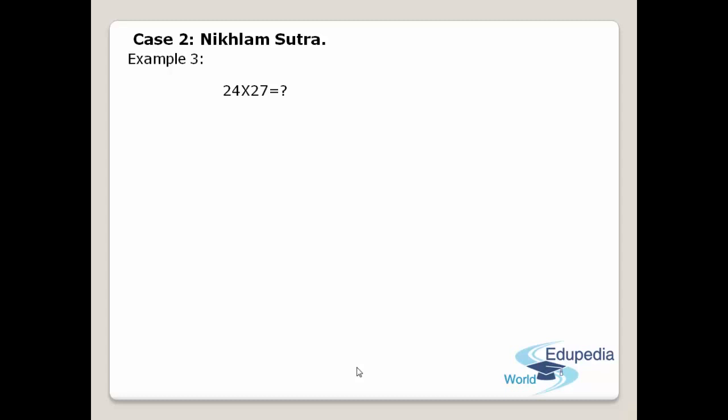Here we are following case number 2 Nikhilam Sutra. So therefore here the base will become 20. So the base for the numbers 24 and 27 is 20. Why? Because the base should always be less than the numbers that you are multiplying. So this is the case number 2 Nikhilam Sutra.